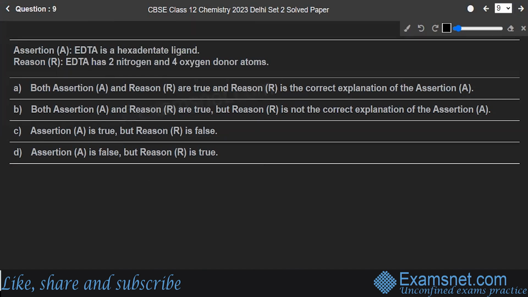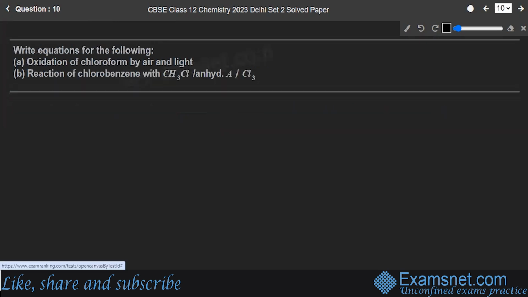EDTA is a hexadentate ligand. The reason says EDTA has 2 nitrogen and 4 oxygen donor atoms. Both are correct. Assertion is right. Reason is true. And they are the correct explanation. EDTA has 2 nitrogen and 4 oxygen donor atoms, so it is a hexadentate ligand. Both are right. The first option stands to be the right answer. So hope you're clear with this. Next is question number 10.